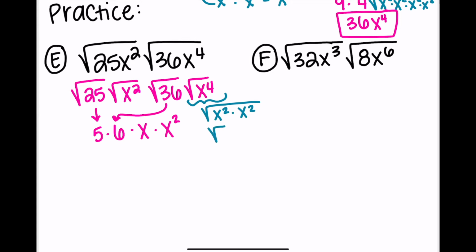Right? Because that would give us square root of x squared, x times x equals x squared. All right, now we simplify as much as we can. So that's 30x to the third power.